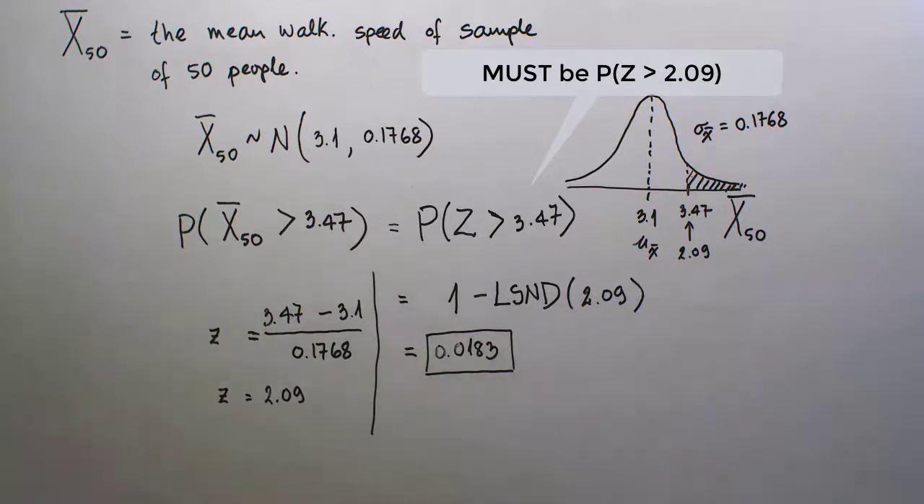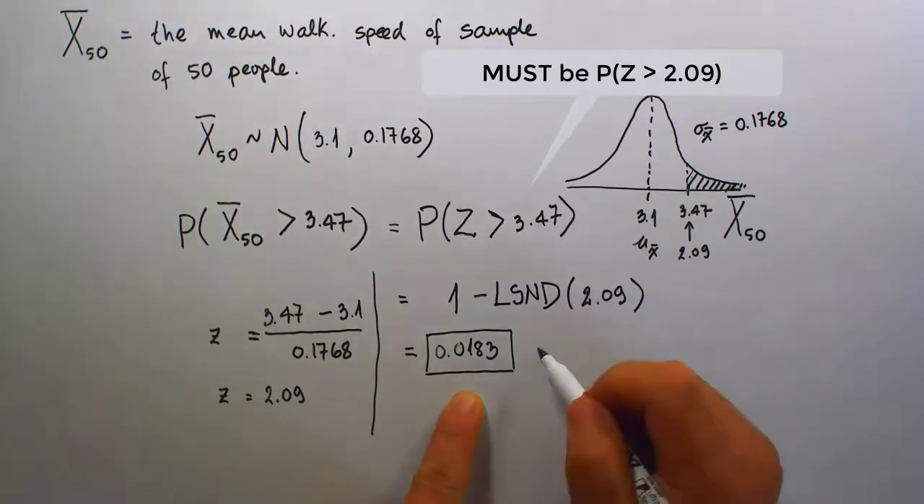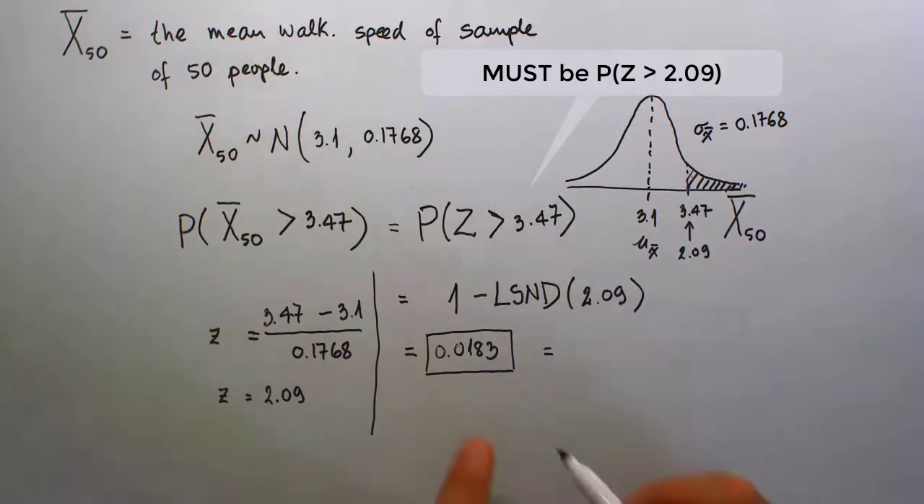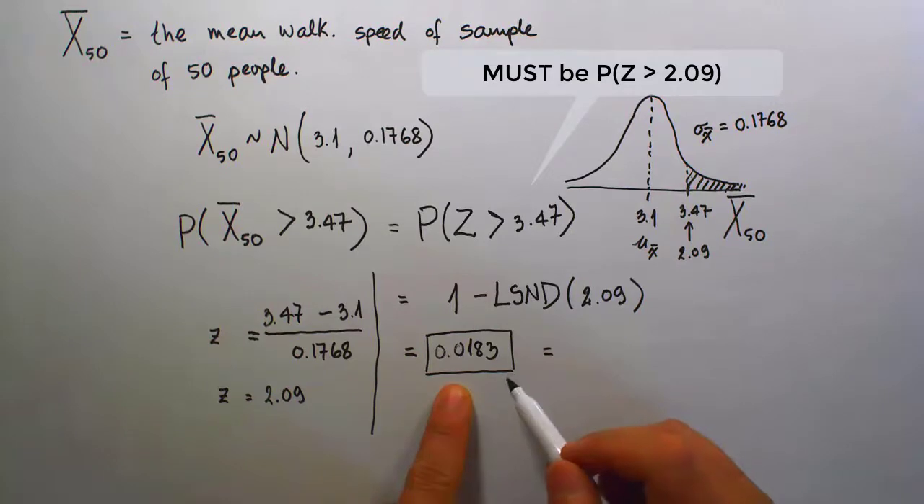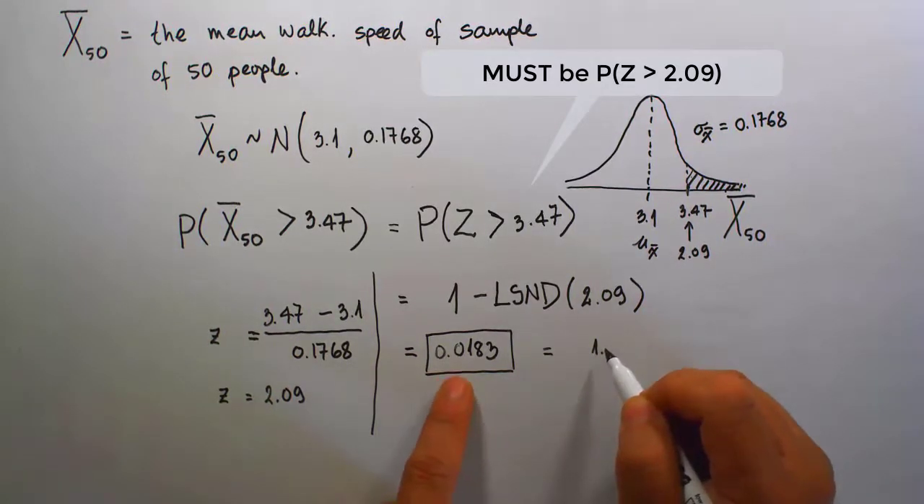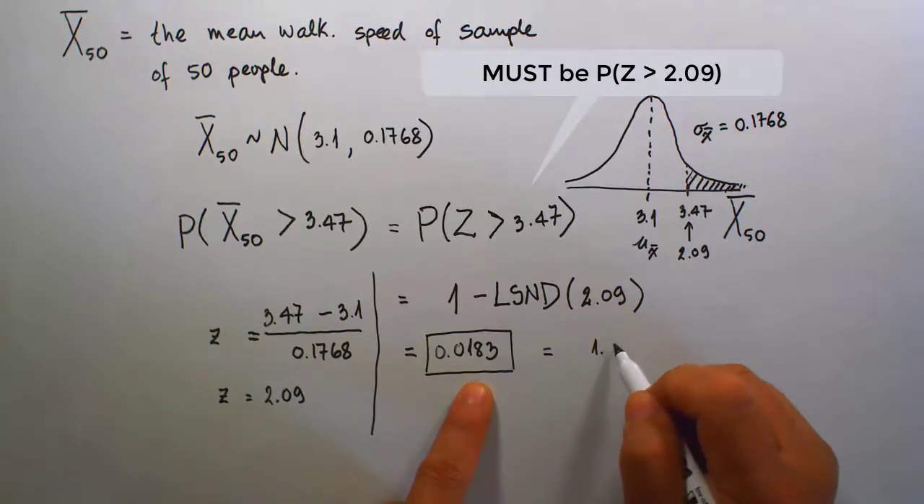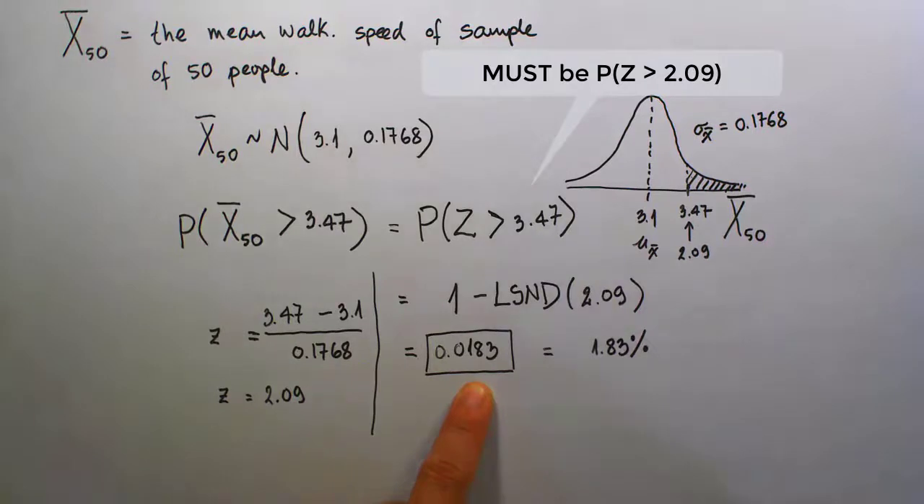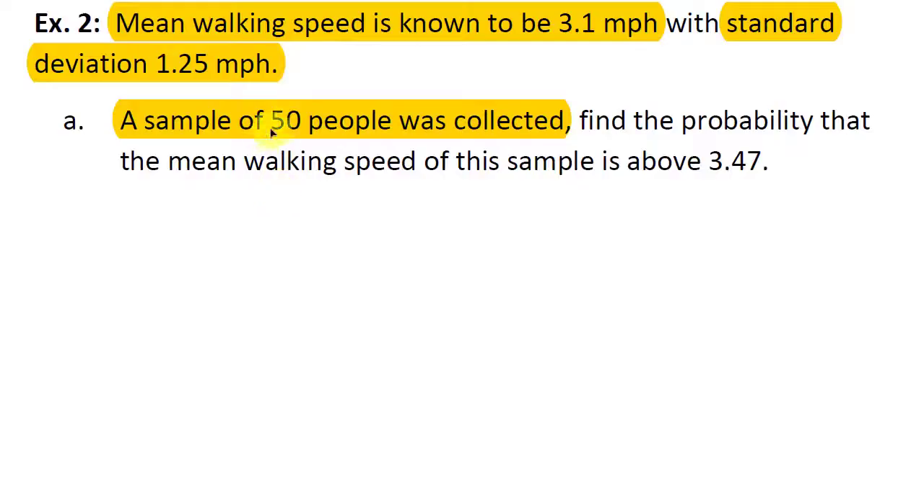So, what is the impact of this, or what is the meaning of this answer? Before answering the meaning of this answer, allow me to rewrite this final probability answer as a percentage. So this 0.0183 right here is equivalent to 1.83%.